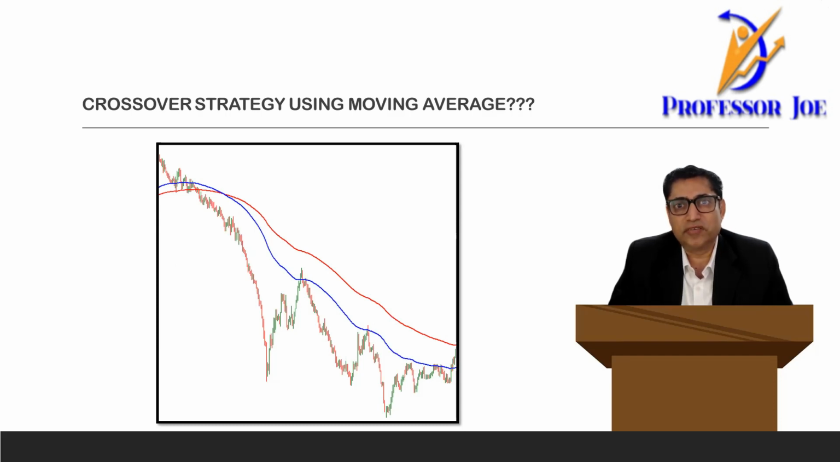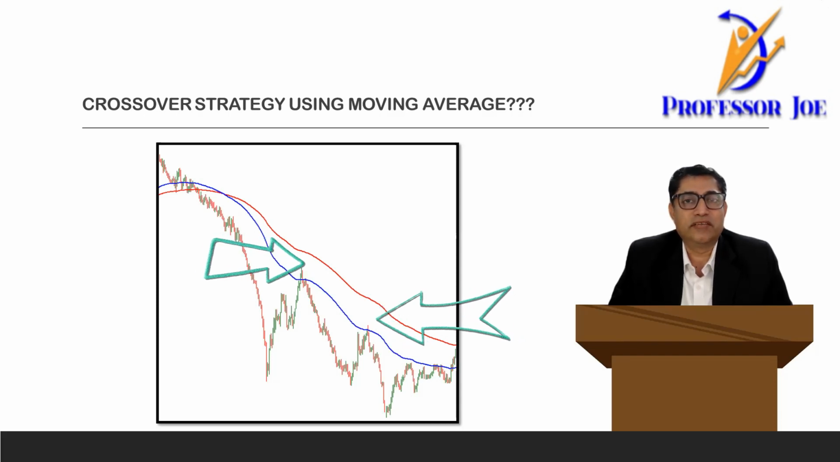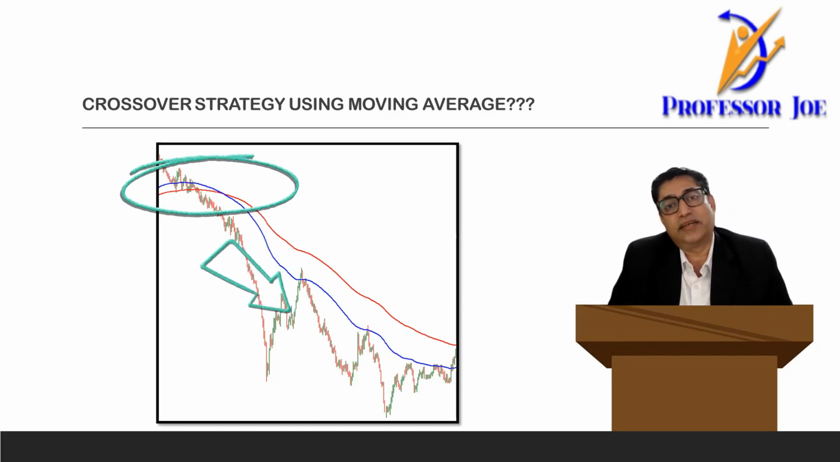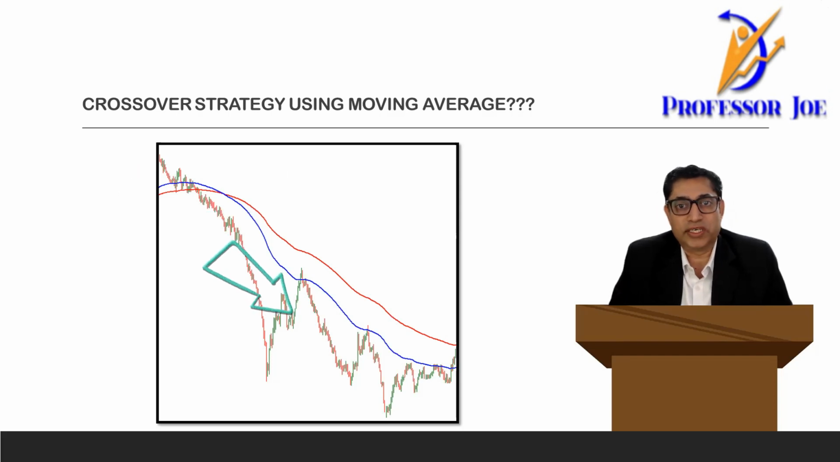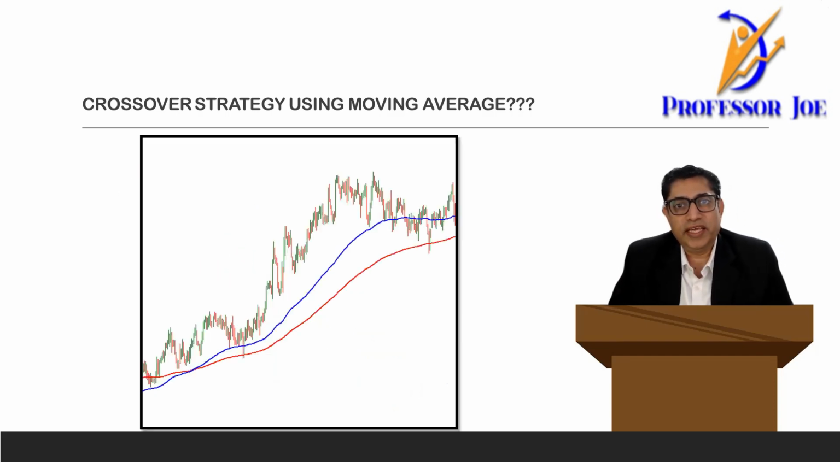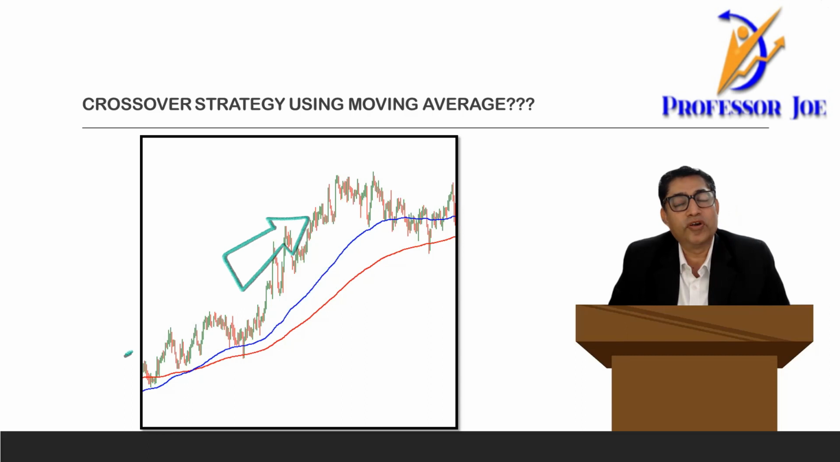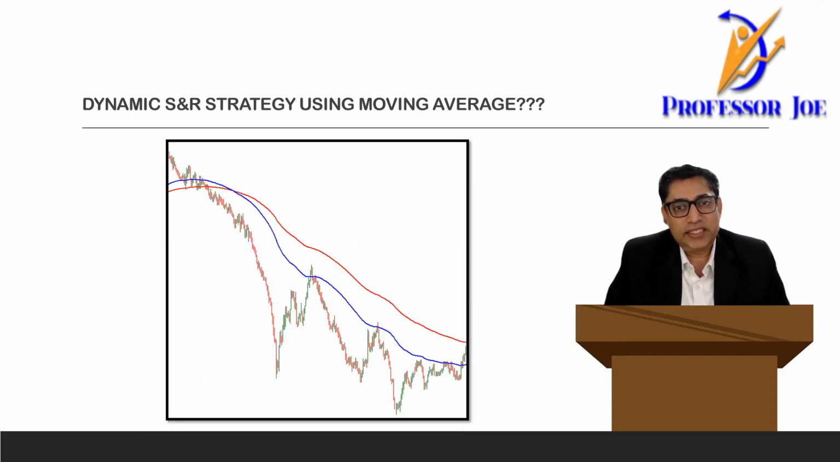Now in this case, we have used 50 and 100. So like you can see, when the 50 EMA crosses the 100 EMA from above going down, then the trader will look for sell opportunities. When the 50 EMA crosses the 100 EMA from below going up, then in that case, the trader will look for buying opportunities.